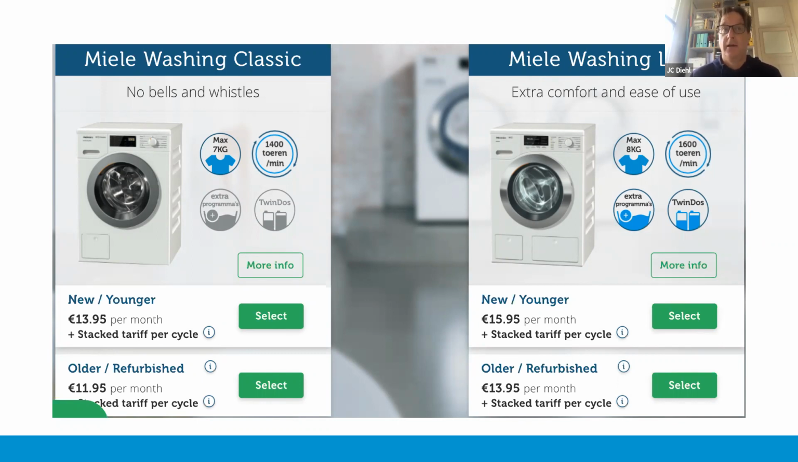It means that the new or young ones are coming directly from the manufacturing. And after having been used for a few years by one consumer, he stops his subscription or wants to go for a different washing machine. Then the washing machine will go back to Bundles. They will refurbish it and then bring it into the subscription system again for the next user. The second user will pay €2 per month less in order to make it attractive for him or her to use a refurbished washing machine.